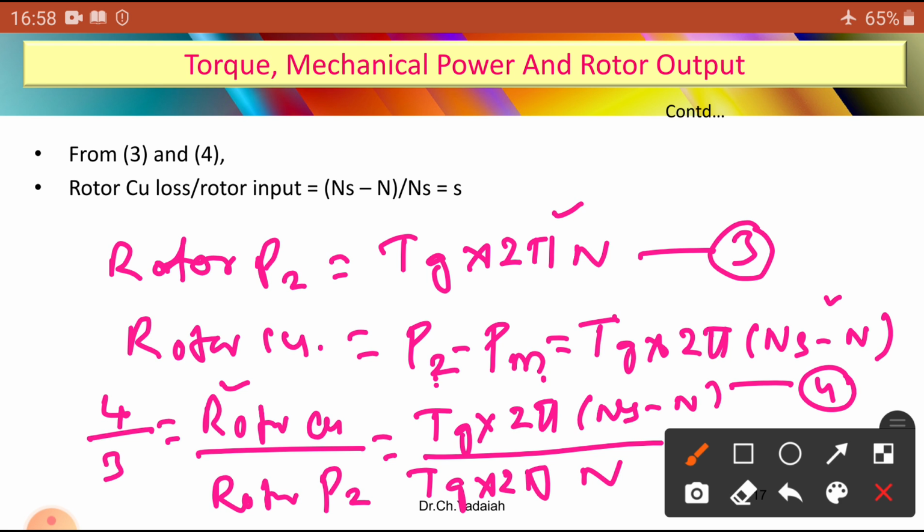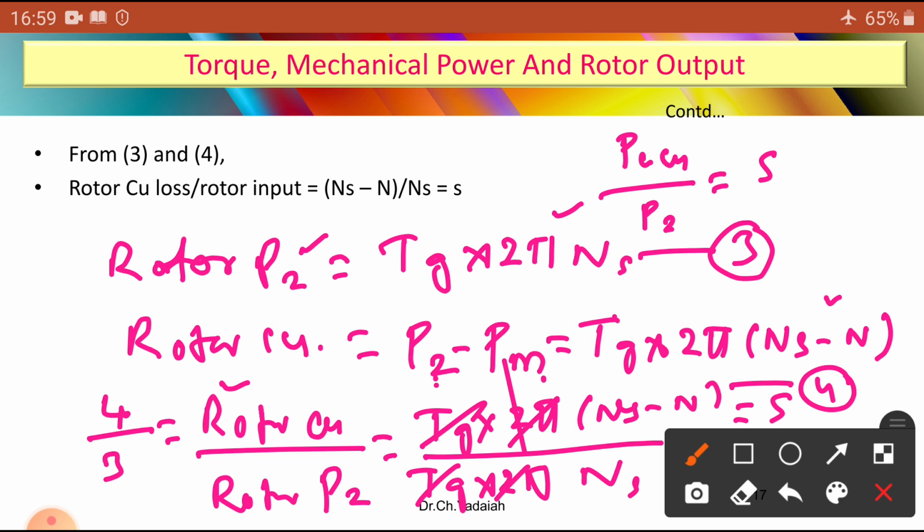P2 in terms of Ns. Now Tg 2π, the (Ns minus N) by Ns is equal to the slip. So rotor copper loss by rotor input, that is, rotor copper losses by P2, is equal to S. That means if I want the copper losses of the rotor, I can multiply the rotor input by S and I am going to get the copper losses. Simple.